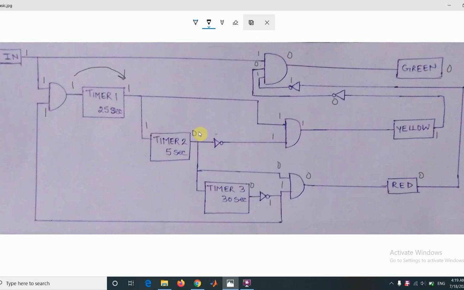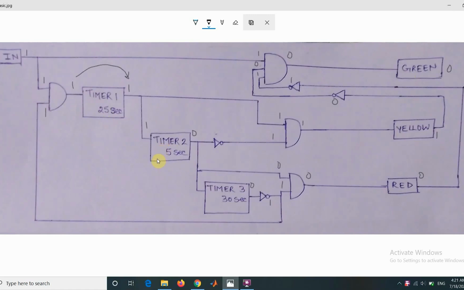So this 0 would remain here, and as a result this second input would also be 1, the AND gate would turn on, the yellow light would glow, and due to this NOT gate this input becomes 0. This AND gate now turns off and the green light as a result also turns off. So we can see that the green light turns off after timer 1 has timed till 25 seconds. And now this is the state of the system when timer 2 is in the process of timing.